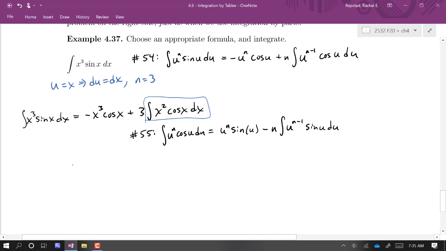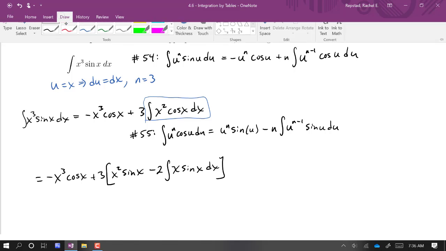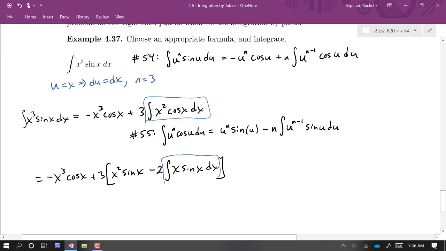Okay, and if we apply that here, I'm just going to bring down the rest of this. We have our minus x cubed cosine x plus 3 times, now I'm going to apply that formula there for the integral in the blue box. We have now x squared sine x minus 2 integral, this will just be x sine x dx. And if we look at that integral that we're left with, I think still we're looking at something that isn't just a simple form that is obvious.